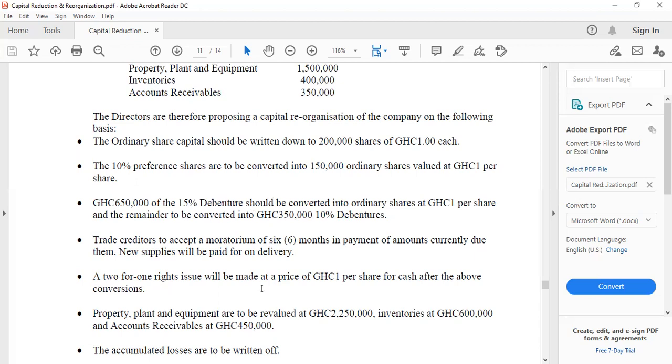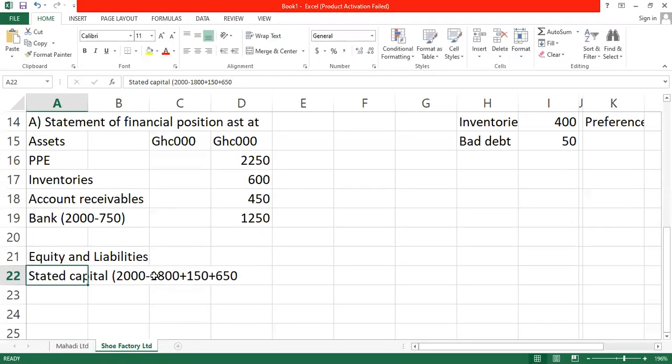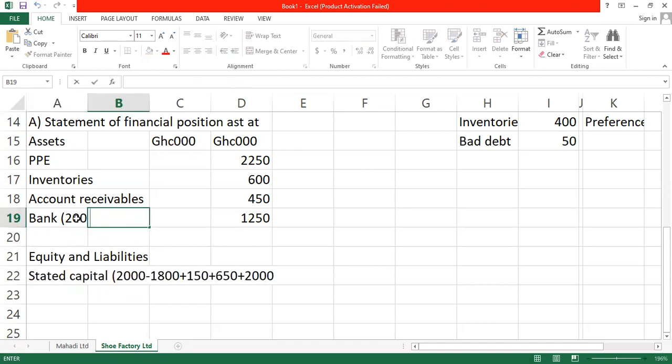Valued at how much? 1 cedi per share. So the total amount that we are going to be receiving will be how much? 2,000. It means that our equity shares will now increase by what? 2,000. This will be done by what? Cash. Okay. So we have 2,000. So what will happen to the cash? Our cash will also increase by 2,000 again. Okay. So it means that this place should have been 3,250.